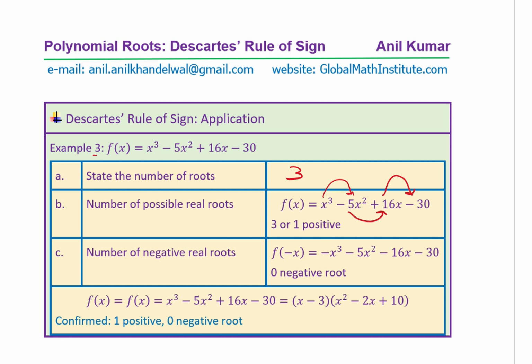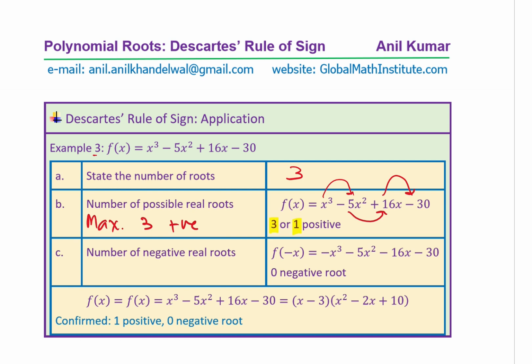So, basically, we have 3 or 2 less, which means 1. So both are possible, 3 or 1, right? Maximum 3 positive. You can also say it like this: we have maximum 3 positive roots, right? Otherwise, 1 for sure. Is it okay? At least 1.